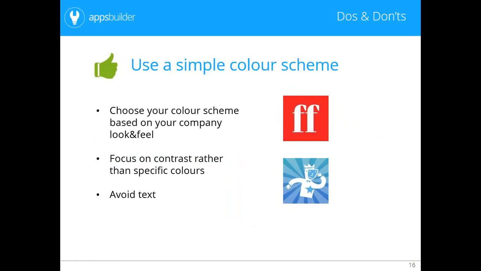Okay, our next tip is use a simple color scheme. Color scheme plays a key role in creating your app's look and feel, so make sure that you choose it carefully. If your application refers to an existing brand, of course you can define your app's color scheme based on your company logo and colors. But if this is not your case, remember what we said previously: keep it simple. A good idea, for example, is to focus on contrast rather than specific colors.